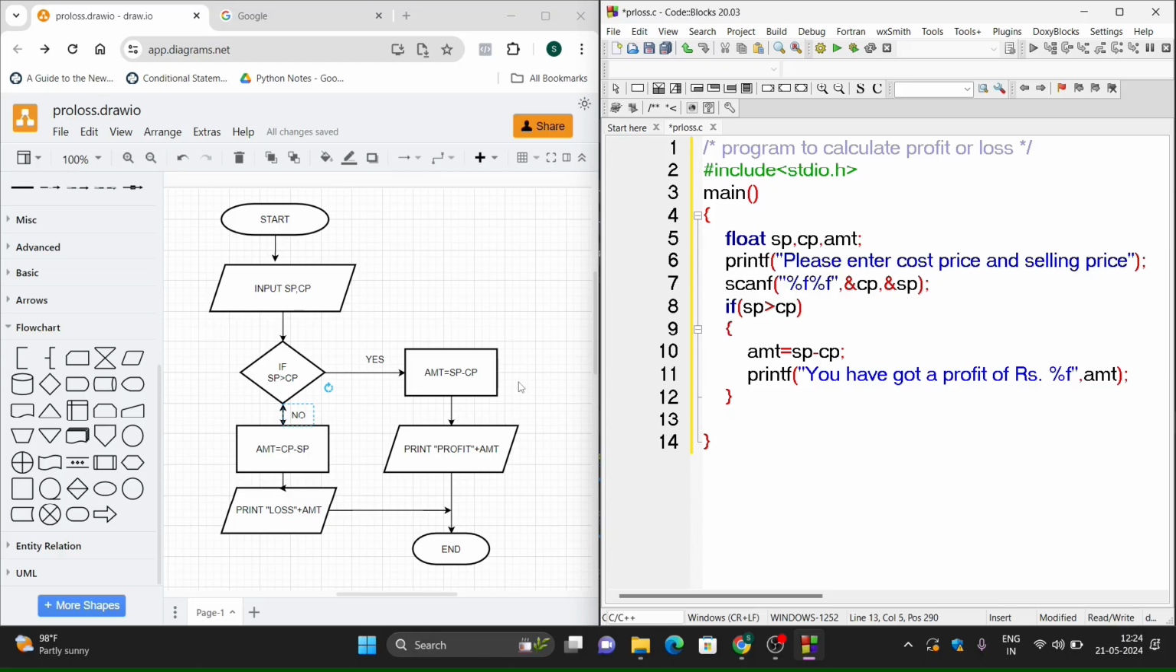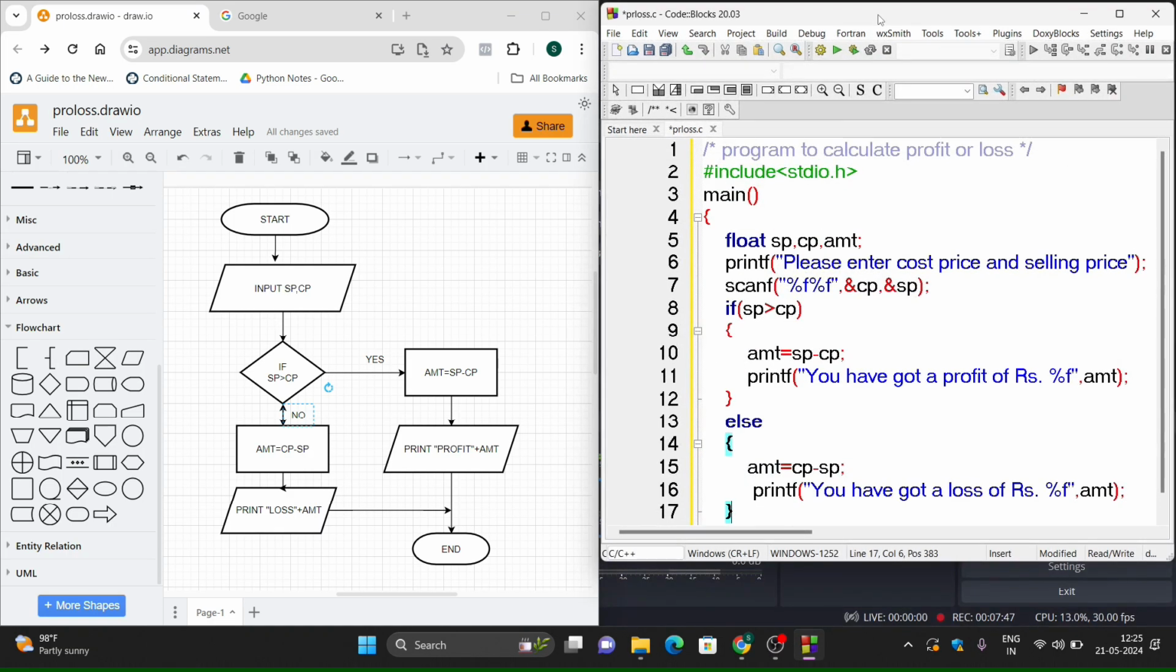Now I'll go to the else part. See the else part of this. If the condition is false, then amount equals CP minus SP. Same message I am copying here. So simply, you have got a loss. So this is the complete program for calculating either a profit or a loss.